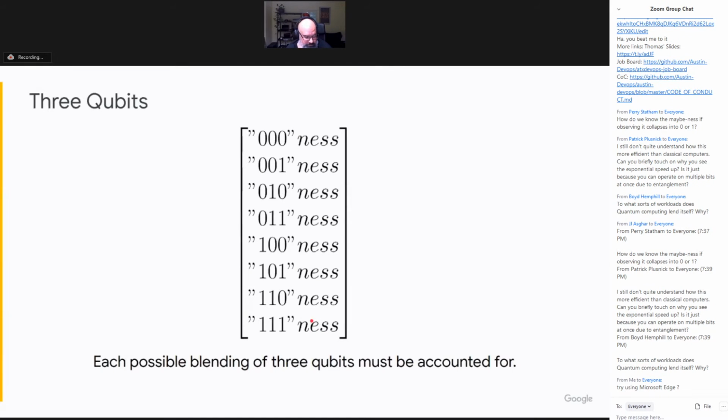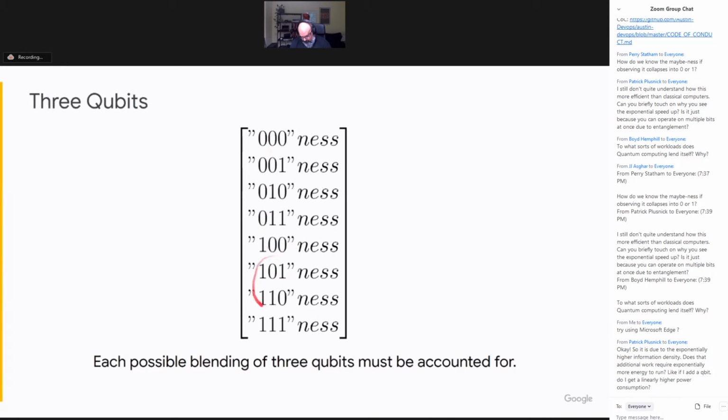There are also smart people that remain very agnostic about this. But the fact that this is the pattern, that you put qubits in some superposition so that there's a little bit of all of this, a little bit of maybe-ness all over, well, now you have an exponentially large palette to work with. Okay, to what sorts of workloads does quantum computing lend itself, and why?